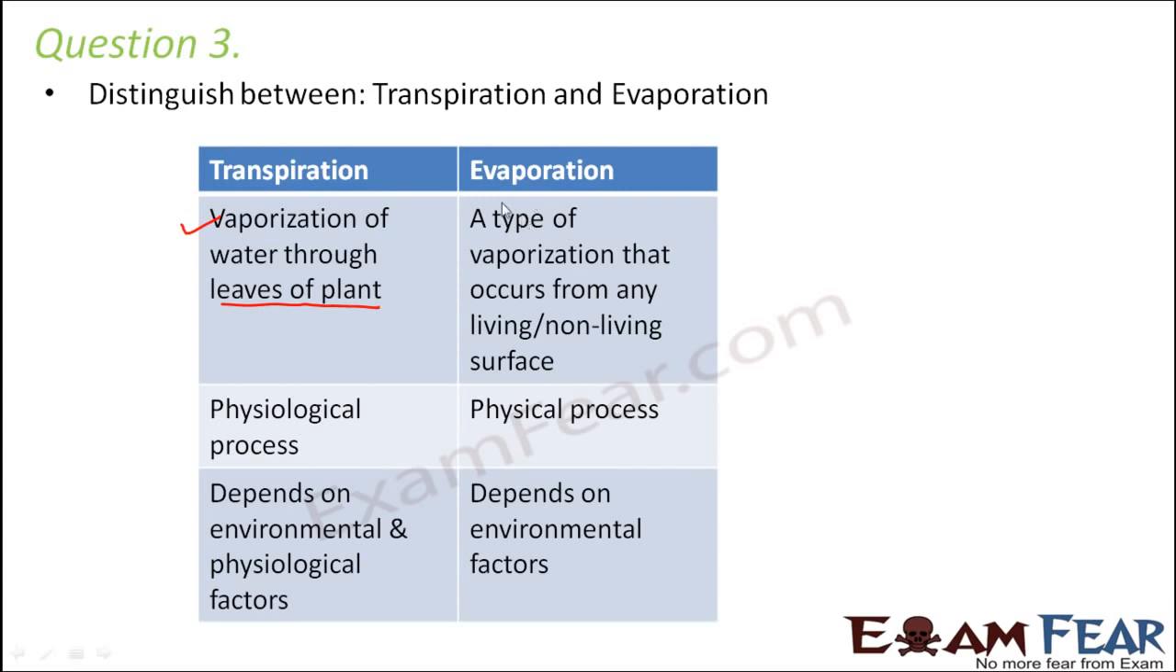When we talk about evaporation, it is a general process. It is a physical process which can occur from any surface, whether it is a living surface or a non-living surface. Transpiration is more of a physiological process. That is, it is related to the life cycle of a plant. That is how it is physiological. So it depends on so many factors. For example, the number of stomata present on a leaf. If fewer stomata are there, the rate of transpiration will be less. So it depends on the structure and the nature of the leaf or the plant.